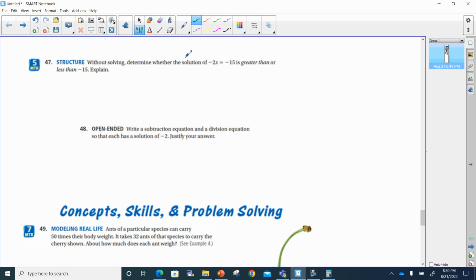Okay. Is it going to be less than or greater than? I know in order to go ahead and solve for this, I'm going to have to divide by negative 2, which means I'll have to divide negative 15 by negative 2. Since negative 15 will get divided by a negative 2, I know I'm going to have a negative number divided by a negative number. And a negative divided by a negative is a positive. And any positive number is bigger than a negative number. So it's going to be greater than.